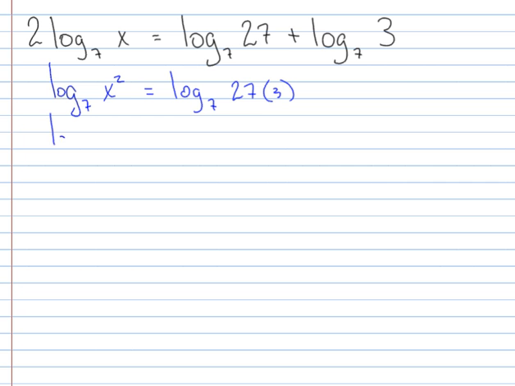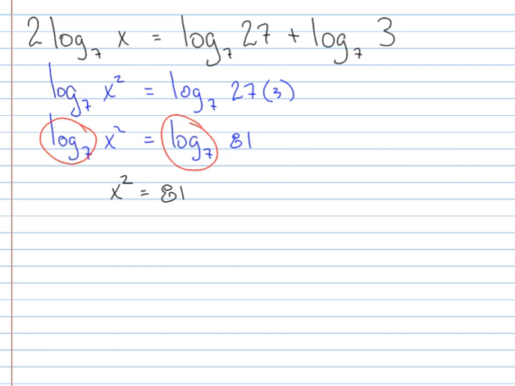So I'm going to go through and do my multiplication on the right-hand side first. So log base 7 of x squared is equal to log base 7 of 81. Since these two pieces are the same, I can then just say, hey, x squared is equal to 81. Now, take the square root of both sides, and I get that x is equal to 9.